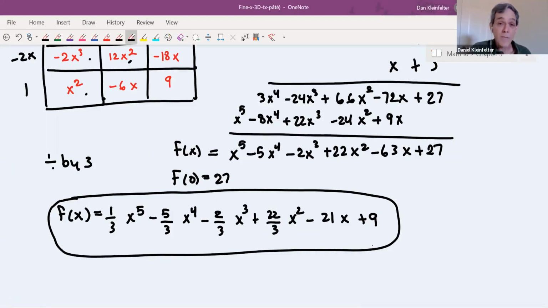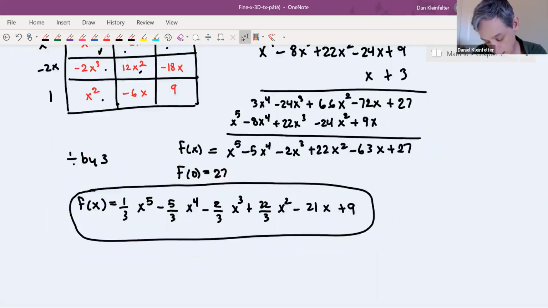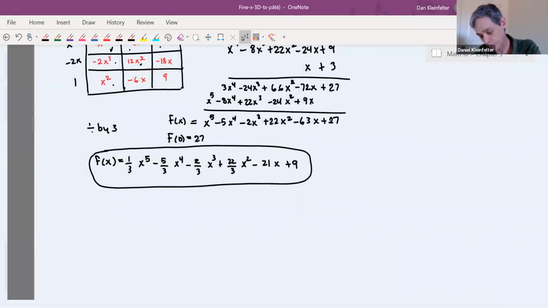Note that another possible try to fix this would have been to say, okay, well, if it's 27 and I want it to be 9, let me take away 18. Okay, I can't just do that. I can't just say, okay, let's just subtract 18 from this, because if you do that, then that will shift the graph downward, and that is going to change what the zeros are. All right, so that takes us to the end of that example.